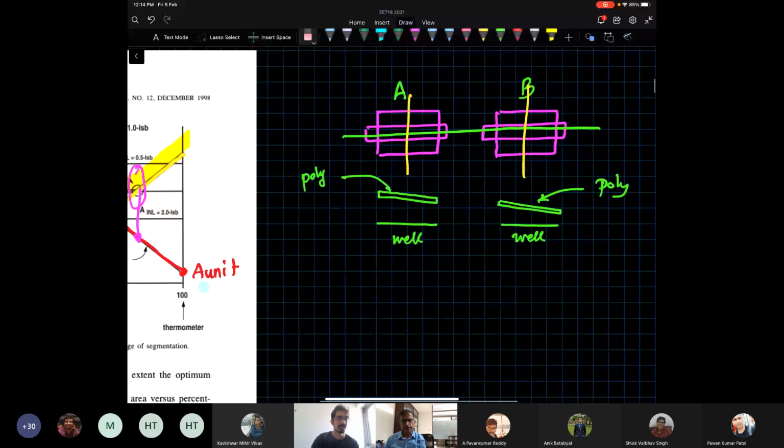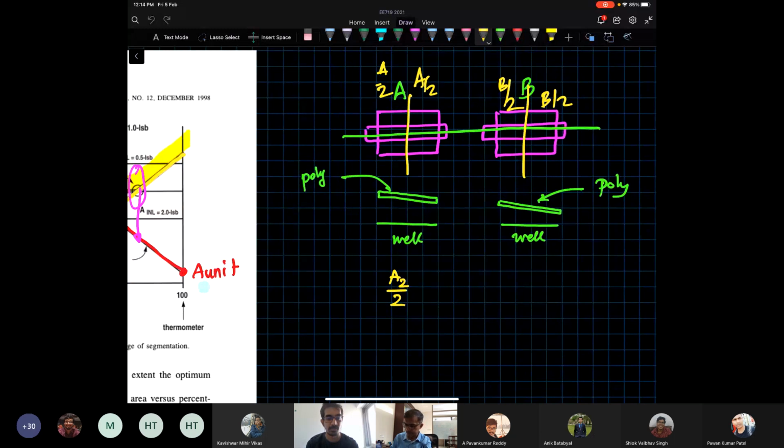Since I chopped the transistor into two pieces, let's call each piece A by 2 and A by 2, B by 2 and B by 2. So we're just going to physically separate them now. The current structure is A by 2, then B by 2, B by 2. This is what the current structure is. What is the centroid of A? It should be right in the middle here. And the centroid of B is right here. If the centroids are different, then you're not going to get matching between them.